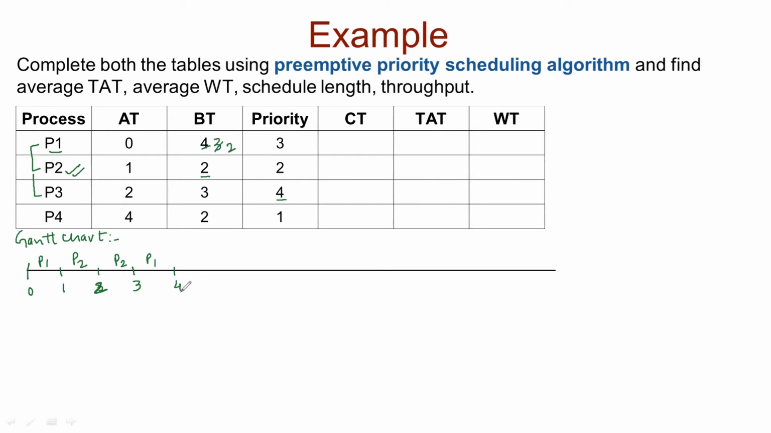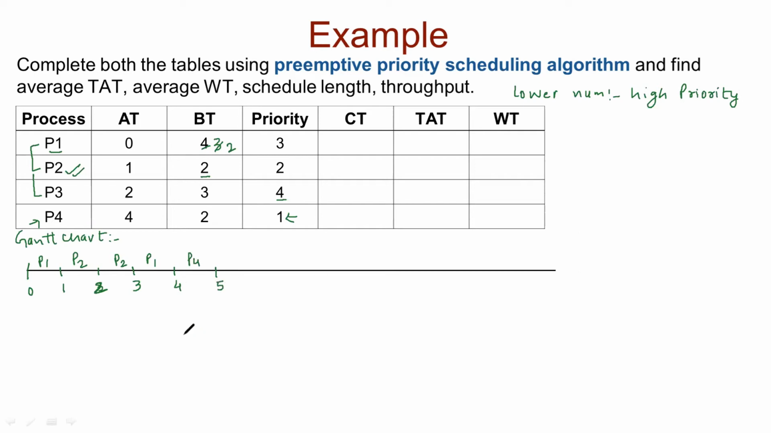At time 4, P4 arrives in the system and its priority is 1. Generally, I have not mentioned, but I should have mentioned it, please take it for granted. In the numericals in slides, lower number means higher priority. So at 4, P4 arrives and it has priority 1, and low number means high priority. So CPU will be preempted from P1 and it will be allocated to P4, and it will continue to execute till 5.